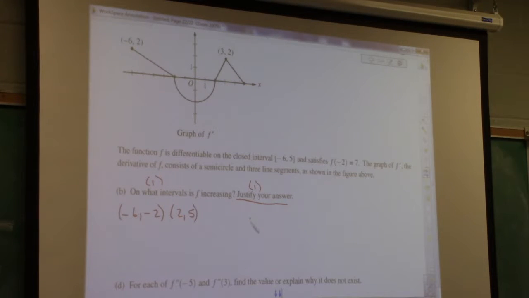Maybe you get that, but we can say it even cleaner than that. All we got to say is what? f prime is positive. That's it. So we really don't want to talk about the graph and things like that. We just want to say f prime is positive on that interval. If f prime is positive on those intervals, then we know that f is increasing. So that's all we need to write. 1 and 1. That's 2 points right there.